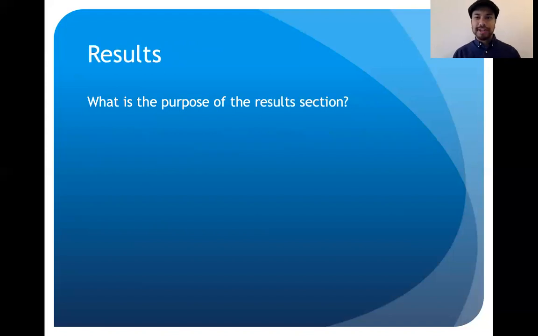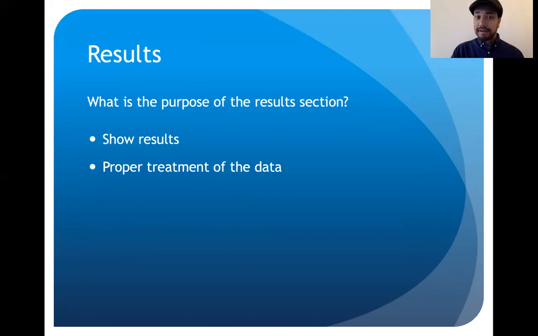Okay, then we have the results section. Now, if we say that a scientific paper is an argument based on data, in the results section, that's where they discuss the data. Now, what is the purpose of the results section? Well, first it's to say, hey, this is what we found. These are the results. Then to say, hey, we treated the data in the proper way. We analyzed it with the appropriate analyses, so the results are actually valid.